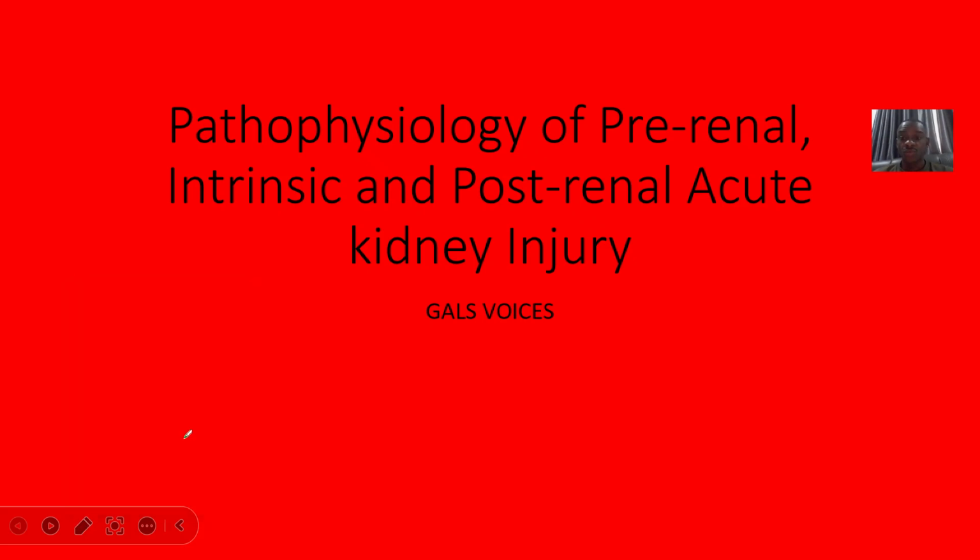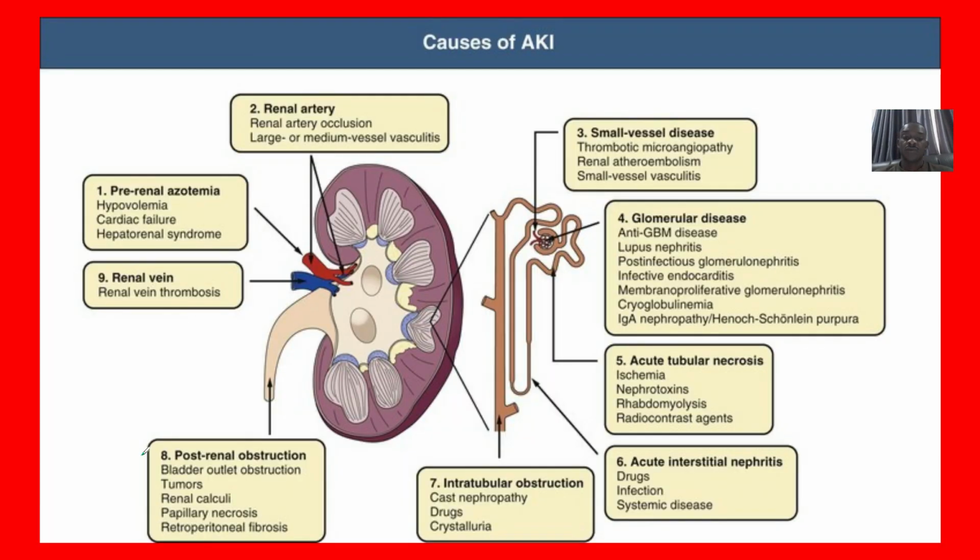So now, we want to look at the different classifications of acute kidney injury and look at their pathophysiologies. When an acute kidney injury is happening before the kidneys, we call that pre-renal. If the injuries are happening within the kidneys, we call that renal or intrinsic. If it is happening after the kidney, we call that post-renal.